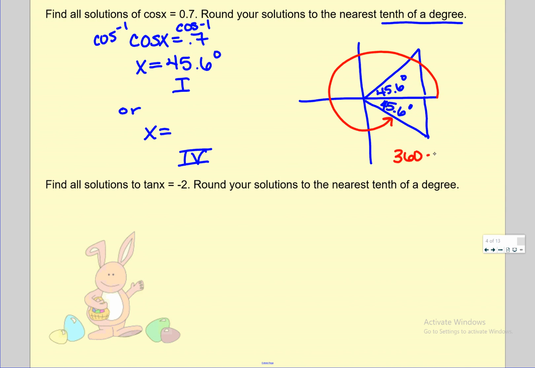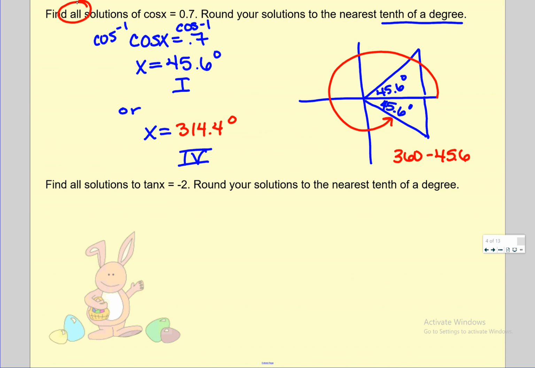And so usually you're just subtracting 2 numbers when you do this. The picture is helpful to see what 2 numbers you're going to subtract. So, you know, are you going to use 180? Or are you going to use 360? If I do 360 minus 45.6, I get 314.4 degrees. Okay, now those are the answers between 0 and 360, but again, it says find all solutions.